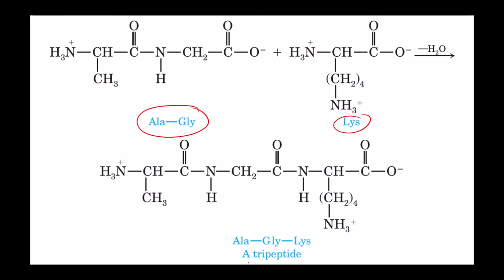So what will I get? I will get a tripeptide, alanine, glycine and lysine. In this way, to this tripeptide, if I add one more amino acid, I will get a tetrapeptide. To that, if I add one more, I will get a pentapeptide and so on.